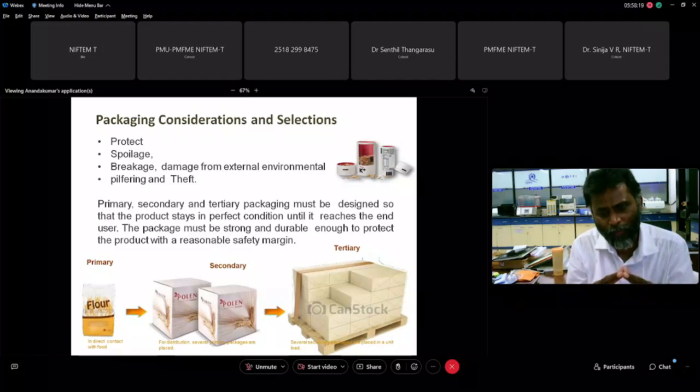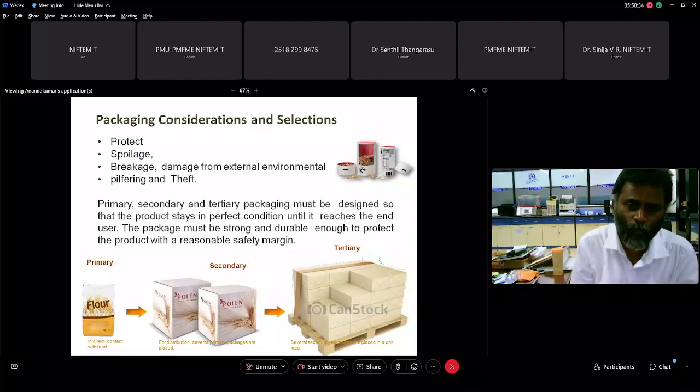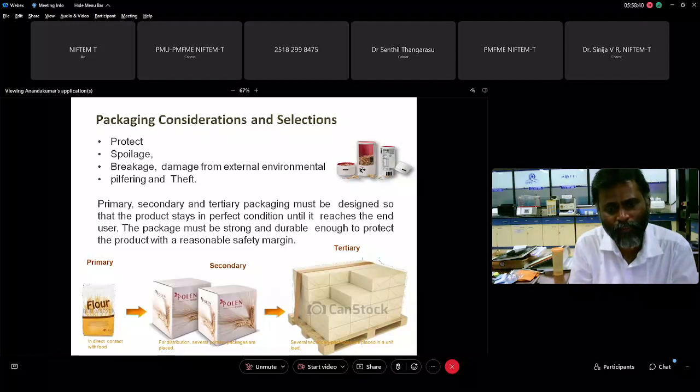And apart from that, when we go for transit packaging or tertiary packaging, the load acting on the bottom boxes can damage the product. In such a case, your packaging material should avoid the stresses developed by physical or mechanical forces during transportation. So that is another important parameter.